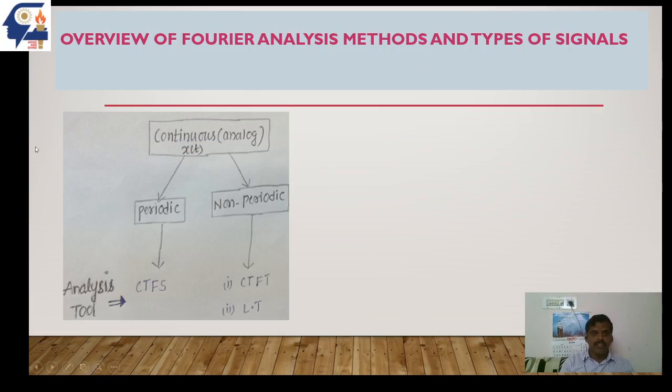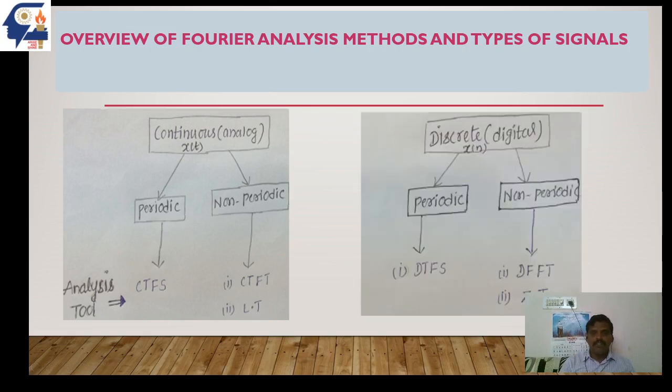If the signal is a continuous time signal, then there are some tools available. First one is the continuous time Fourier series. Second one is the continuous time Fourier transform, Laplace transform. We can use the continuous time Fourier series if the given signal is a periodic signal. Suppose x of t is a non-periodic signal, then there are two tools available. First one is the continuous time Fourier transform, second the Laplace transform. This all we discussed in the last class.